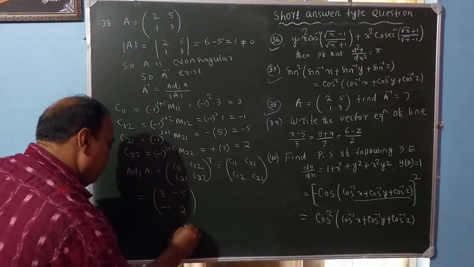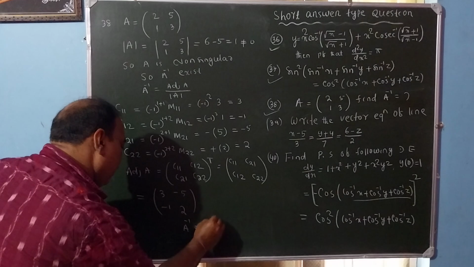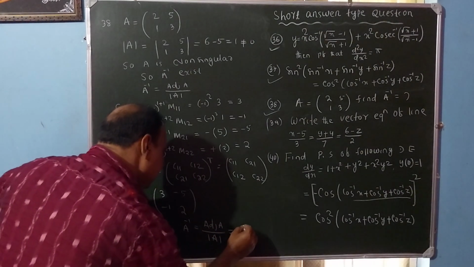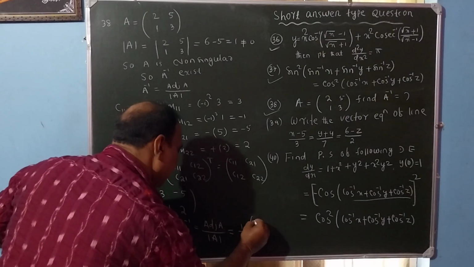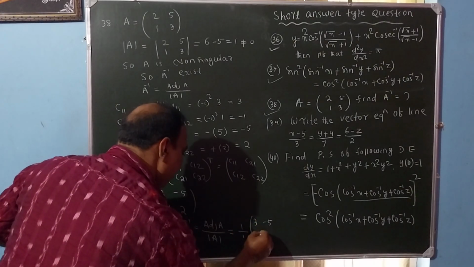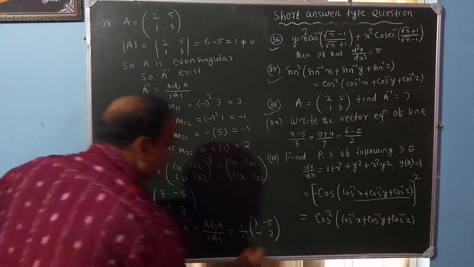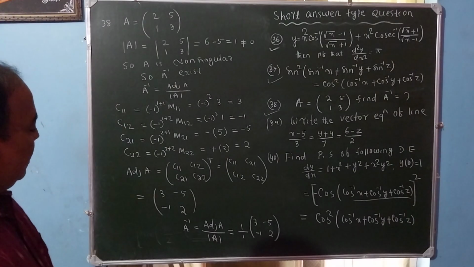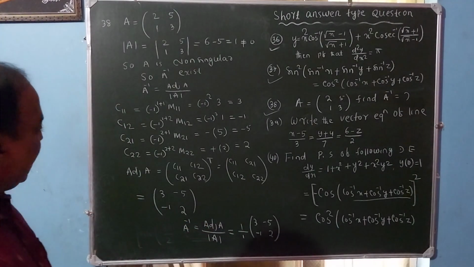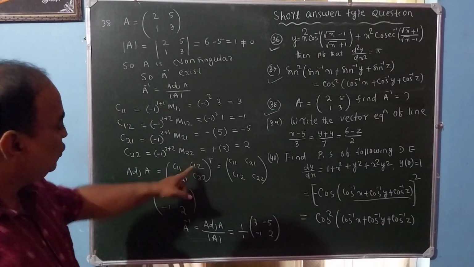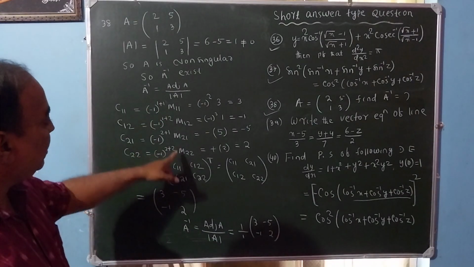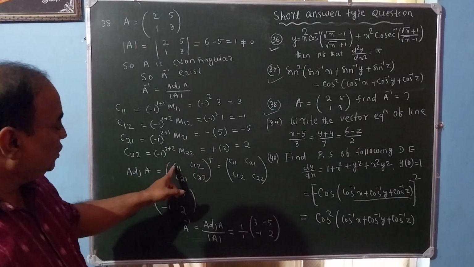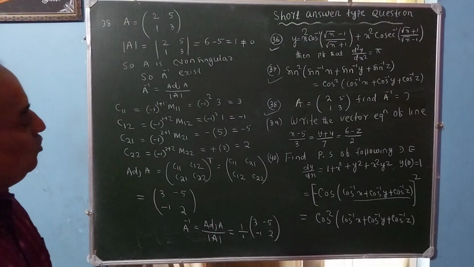So A inverse formula, adjoint of A divided by mod A, that is 1 by 1, here it is 3, -5, -1, 2. Okay, so this is the inverse of the matrix. Adjoint of matrix is obtained by transposing the cofactors. First of all, you have to find out the cofactors. Then you have to take its transpose. Transpose means row changes to column and column changes to row.